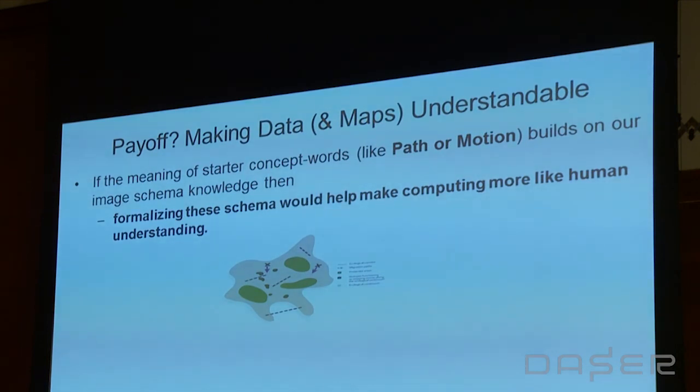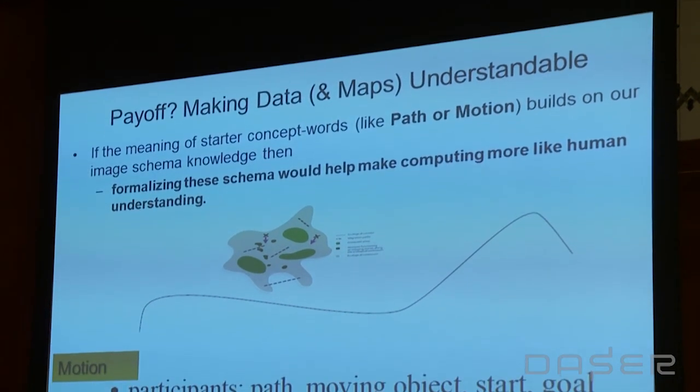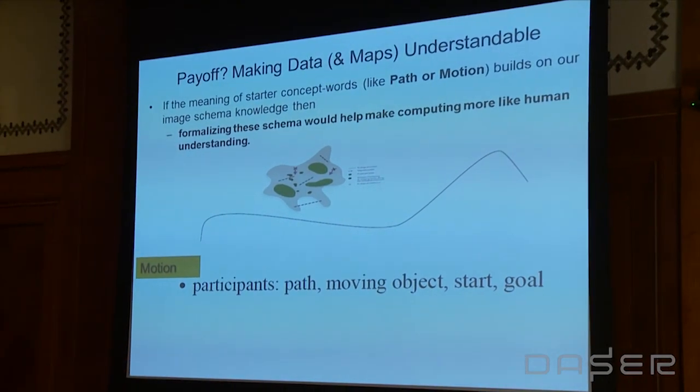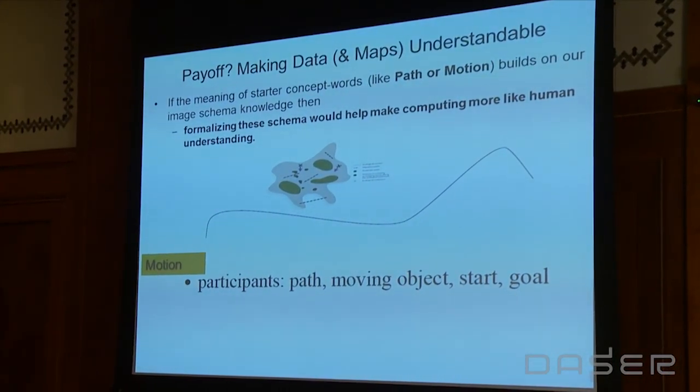And so if the meaning of a starter concept word like path or motion builds on image schema knowledge, then formalizing these schemas will make them more processable by computers. And so here is a simple illustration of one schema showing how it works and the structure of it, the components of it. So it has participants like path and moving object. Now, something like path is complicated and has its own schema. Now, we've actually developed these types of things and published the research showing it can be used for things like animal movements. Maybe that complicated graph in Napoleon's retreat.